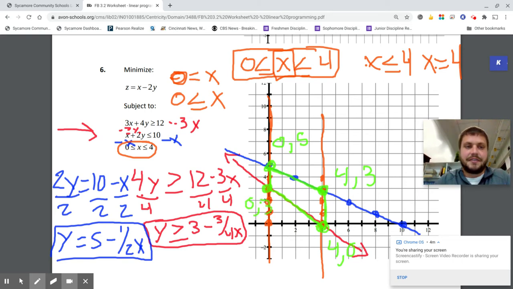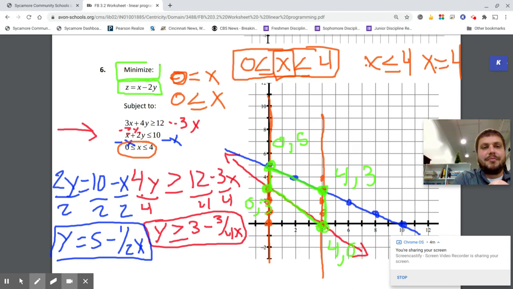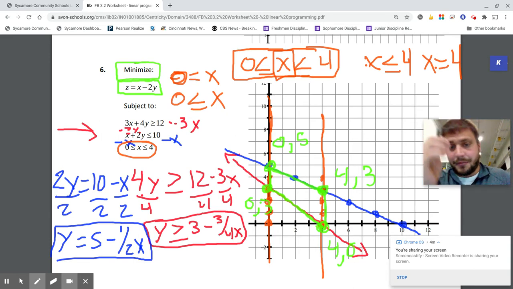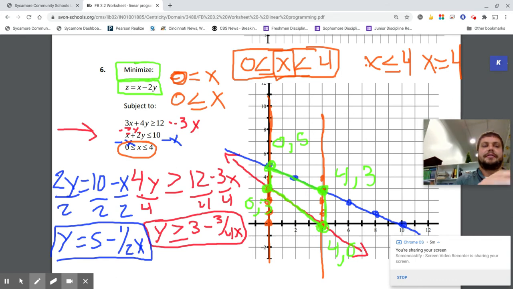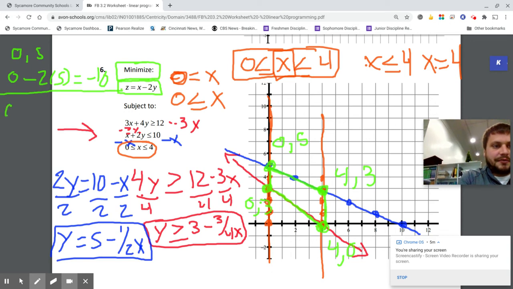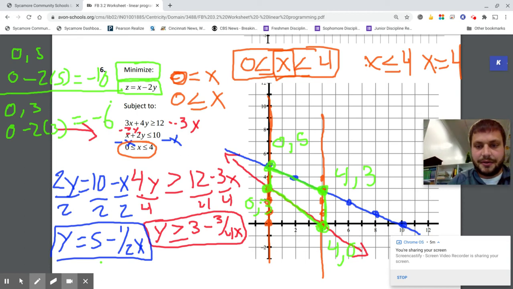I'm now going to plug each of these into my objective function to figure out which gives me the least or minimized number. If it said maximum number, I'd plug those 4 things in and figure out which one gave me the max. Okay. So for 0, 5, I would have 0 minus 2 times 5, which is negative 10. For 0, 3, I would have 0 minus 2 times 3, which is negative 6. So far, 0, 5 is my lowest.